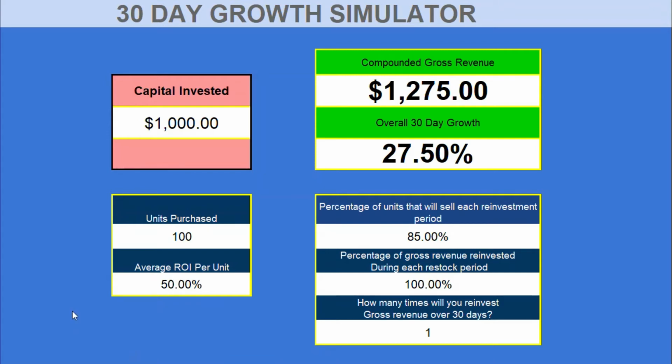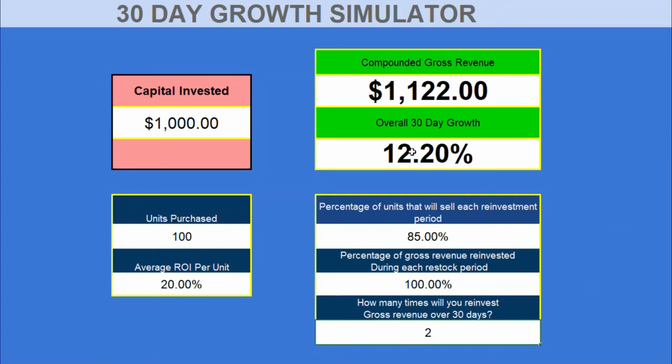Then using the simulator, I've figured out how the low ballers are doing it. So they might drop down to a 20% ROI on average, for example. There's a whole lot more opportunity at 20% than there is at 50% for sure. But 2% overall 30-day growth just isn't going to cut it. So I figured out what the low ballers do is they actually reinvest their revenue multiple times in a 30-day period. So what they were doing is reinvesting 2 times.